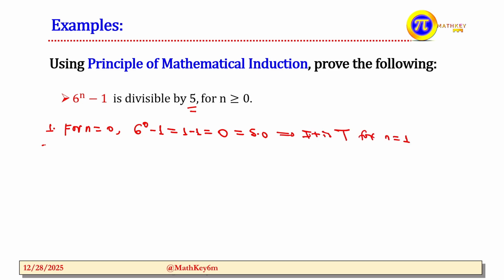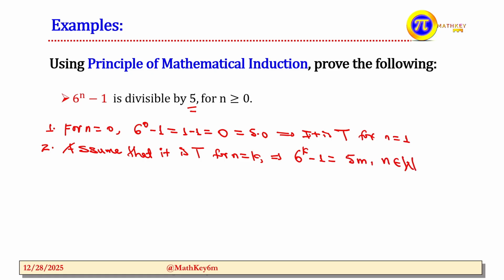Second one, we take what? The assumption, or hypothesis. Assume that it is true for n equals k. What does it imply? This implies that 6 to the power of k minus 1 is divisible by 5. This implies it becomes 5 times m, where m is greater than or equal to 0. Using this assumption or hypothesis, we'll try to show that it is true for n equals k plus 1.